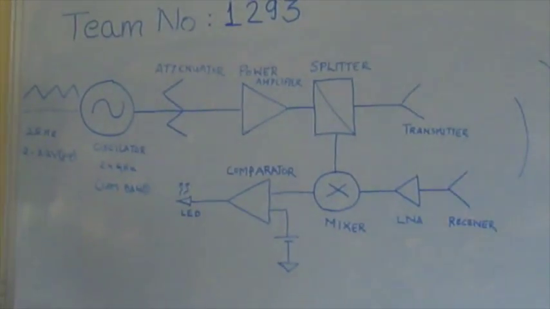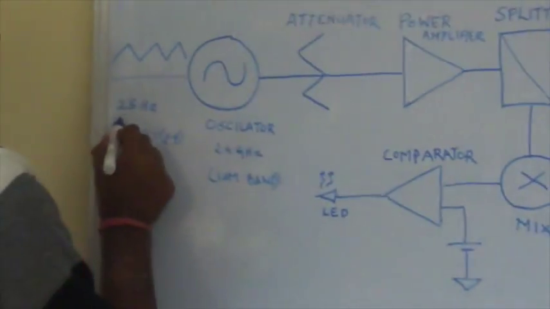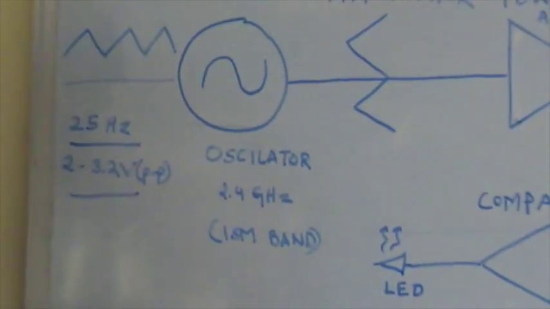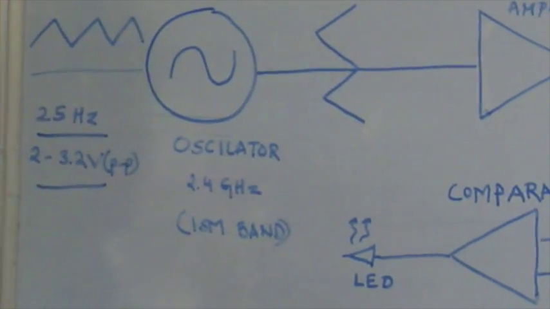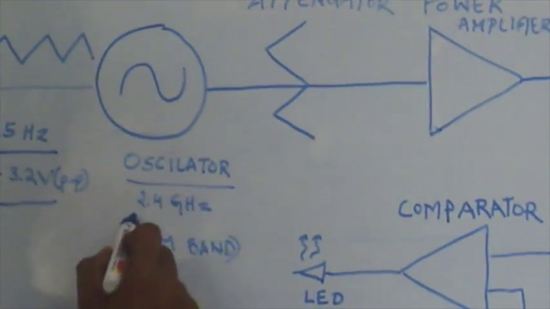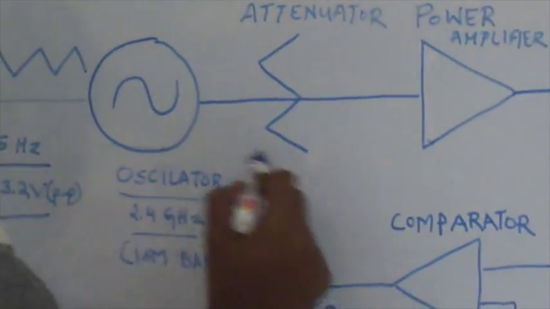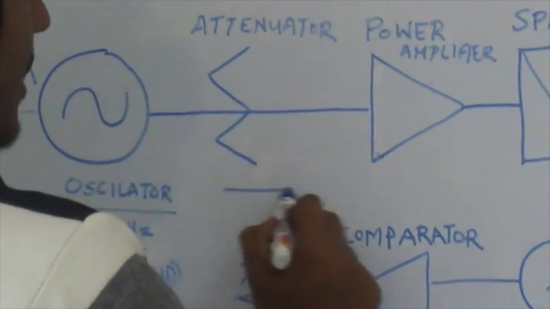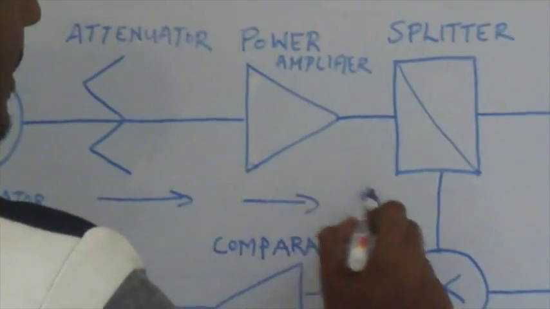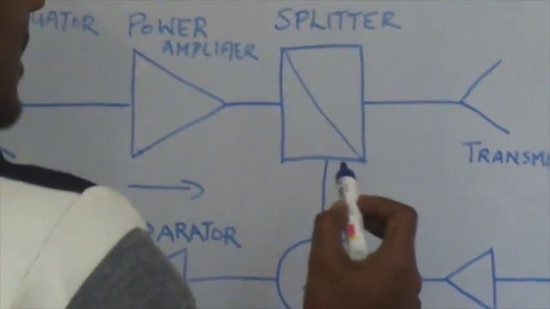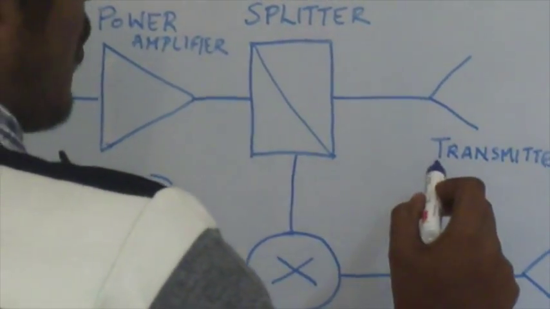We have used a triangular wave of 25 Hz with a peak-to-peak voltage of 2 to 3.2 volts as a modulating wave. We have used an oscillator of 2.4 GHz frequency as a carrier wave. The signal generated from the oscillator is passed to the attenuator and then to the power amplifier to the splitter. From the splitter, the signal is divided into two parts, in which one part is transmitted into the surroundings and the other part is given to the mixer.